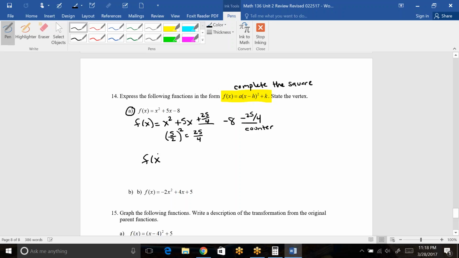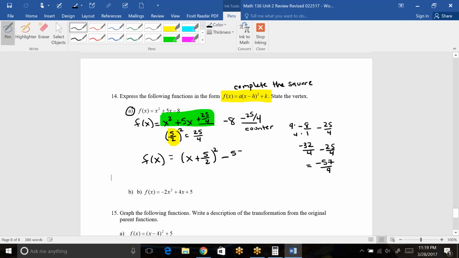So then the next line down, you would factor this trinomial right here, the first 3 terms. The nice thing about this is it always factors using the sign and the number in the middle right here. So this would be x plus 5/2 squared. This will have to get a common denominator, so that would be -8 over 1 minus 25 over 4. Multiply both top and bottom by 4. That's -32 over 4 minus 25 over 4, which is -57 over 4. So that would be my vertex form.